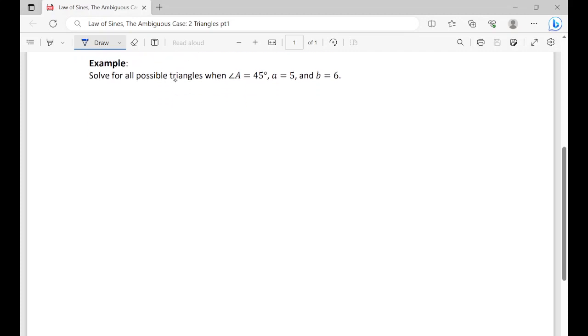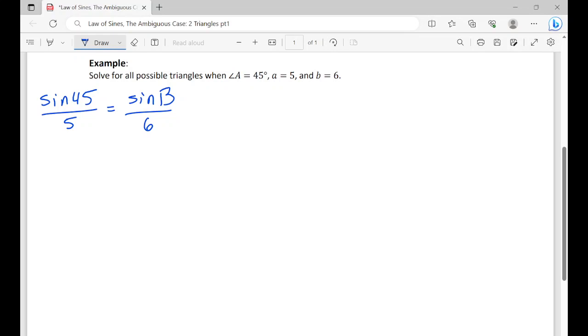Solve for all possible triangles when angle A is 45 degrees, side A is 5, and side B is 6. Well, from here, we can use the law of sines to figure out angle B. So sine of 45 over 5 equals sine B over 6. Now I can solve for sine B very easily.